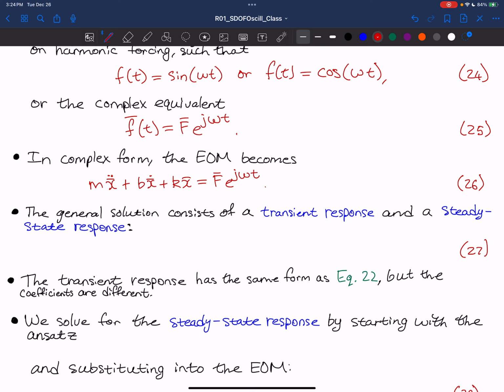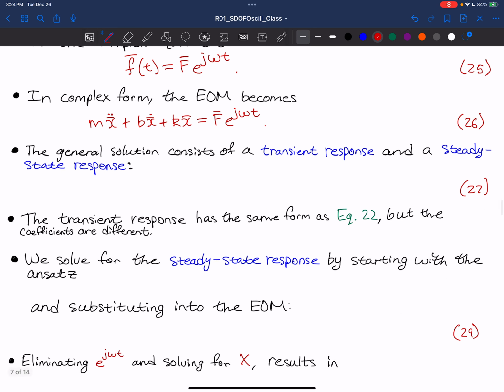In general, the general solution for this system is going to include a transient response and a steady state response. So we can write the displacement as being the summation of a transient response plus a steady state response. The transient response is going to die out over time due to the damping, whereas the steady state response is going to continue on for all time due to that applied force. Now the transient response is going to have the same form as equation 22, but the coefficients in front of the sine and cosine terms are going to be different. They're going to depend on the forcing as well as the initial conditions.